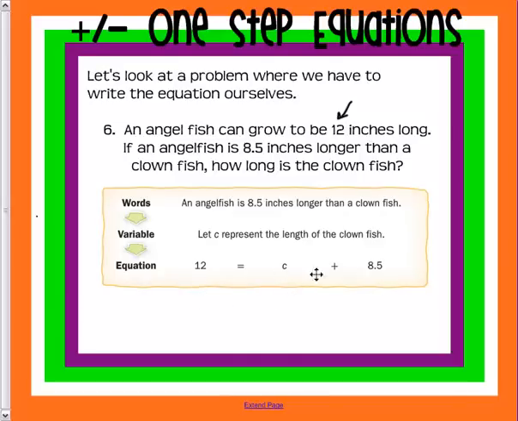So if we wanted to solve for the clownfish, we would have to take 8.5 away from this side because it's a positive, right? And we want to do the opposite, the inverse. And so what is 12 minus 8.5? Well, 12 minus 8 is left with 4. Take a half away and we're left with 3.5 equaling C.